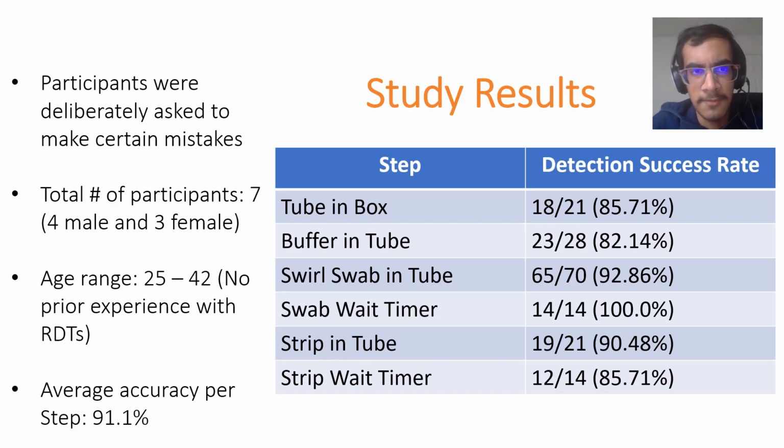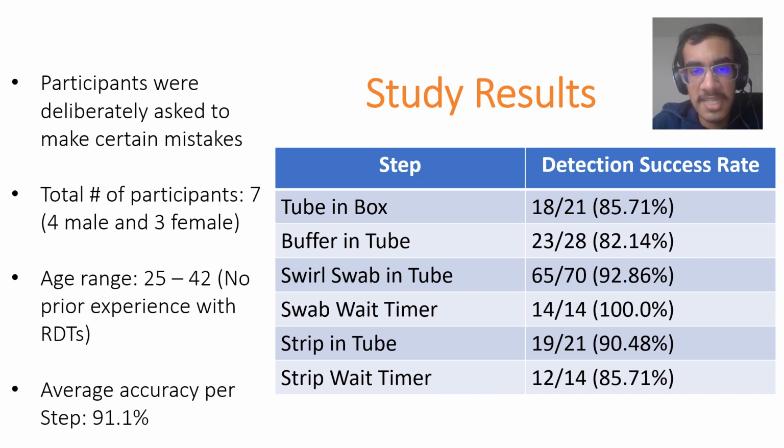In our initial study, we asked participants to deliberately make certain mistakes and record if the application could detect those mistakes or not. Specifically, we asked users to make mistakes that are common in swab-based RDT tests, such as not adding enough buffer solution or not swirling the swab for a long enough period of time. We recruited a total of 7 participants, 4 male and 3 female, whose ages range from 25 to 42. All of the participants had no prior experience with RDT tests of any sort, swab-based or otherwise. We were able to measure an average error detection rate of 91.1% per step.